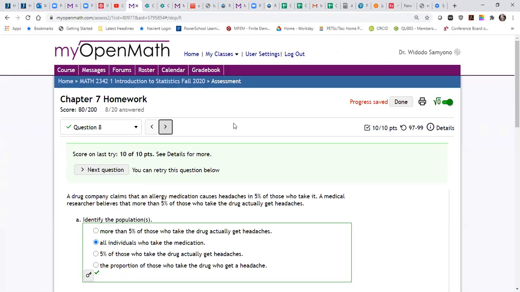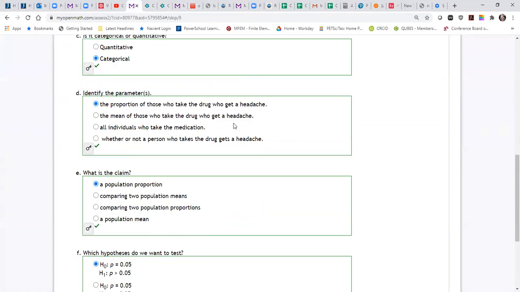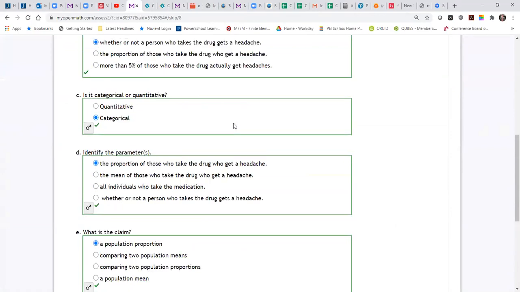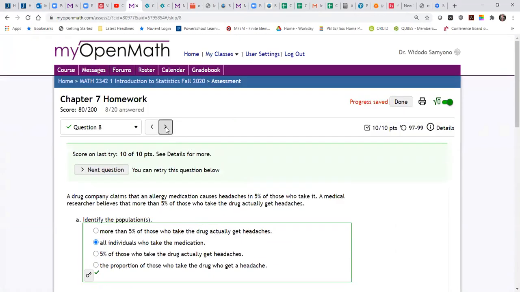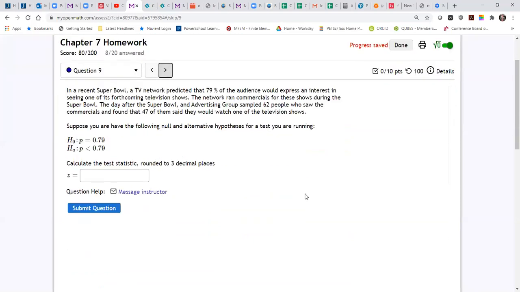We are done with number 8 also, right? Number 8 is just asking you about basic definitions, something like that. So you can read the textbook again and answer that problem.